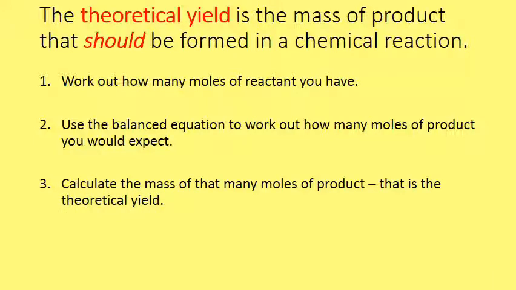Once you've got that, then you can calculate the mass of that many moles of product, just using the usual moles equals mass over AR or MR. You can calculate the mass from moles of product, and that's going to be the theoretical yield. So a three-step process. Before we go on to working percentage yields, let's give ourselves a chance to work through a real example to work out a theoretical yield.